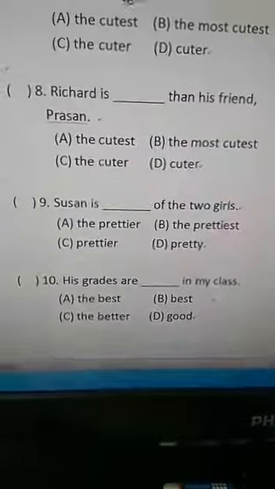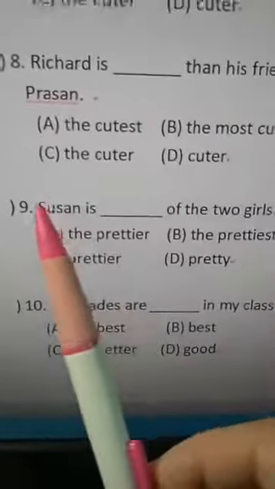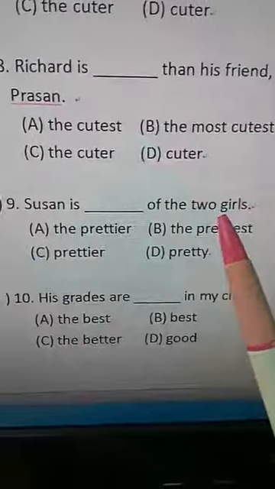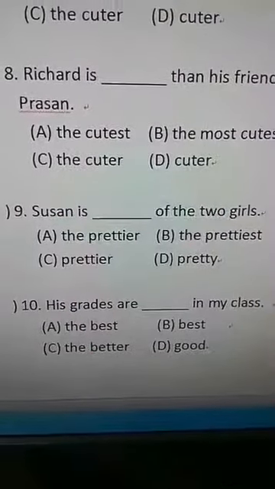And let's go on. Number 9. Susan is blank of the two girls. Okay, let's do it.